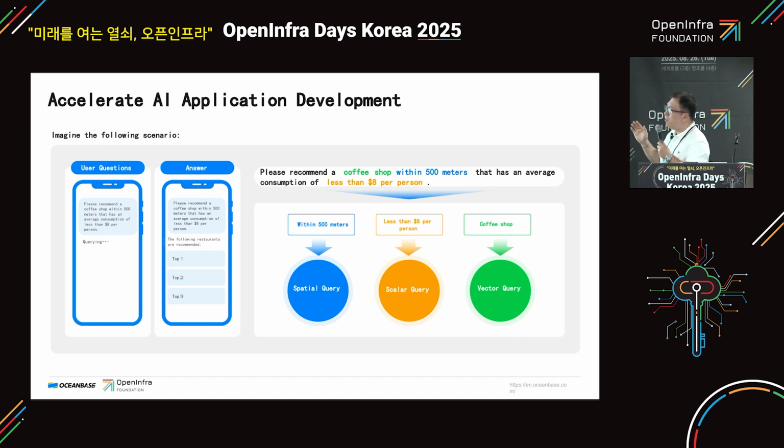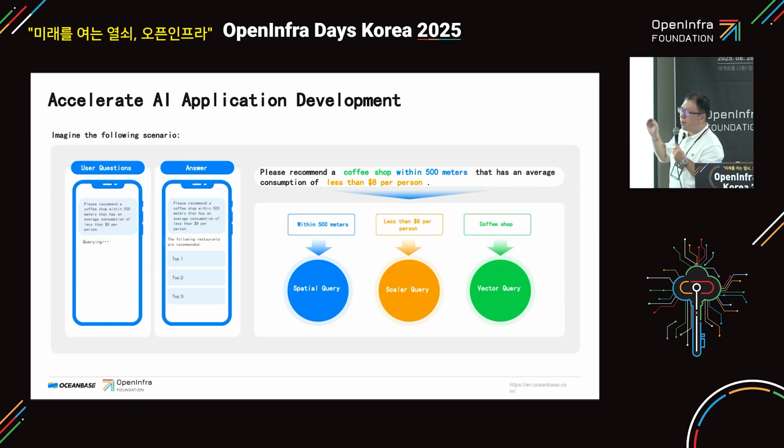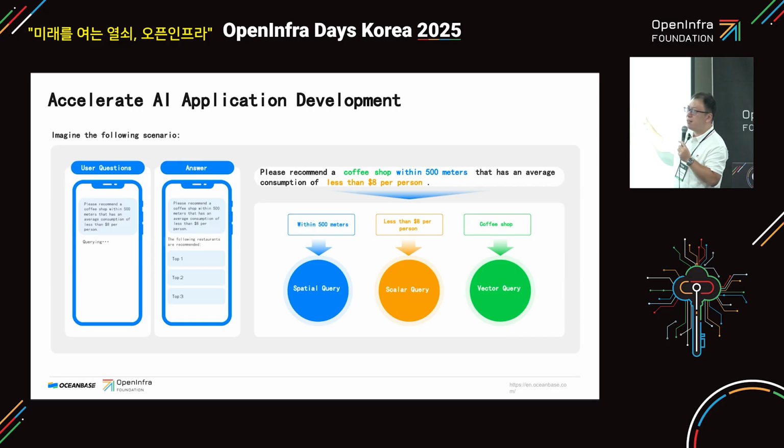Here is an example of an intelligent Q&A system. In this system, the user searches for a coffee shop, and inputs, please recommend a coffee shop within 500 meters that has an average consumption of less than $8 per person. And after analyzing this natural language input, the system returned some recommended results.